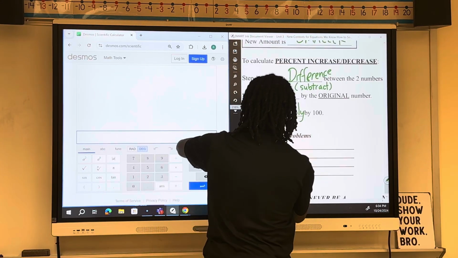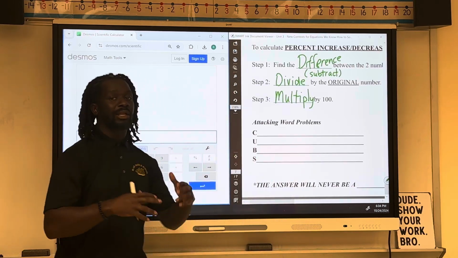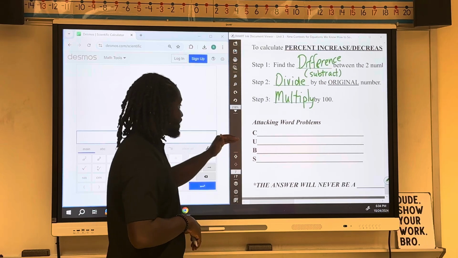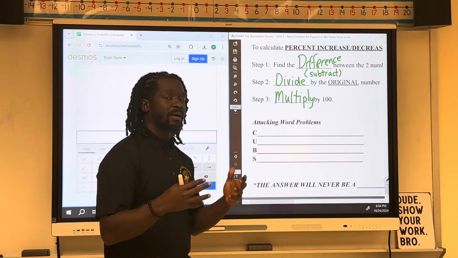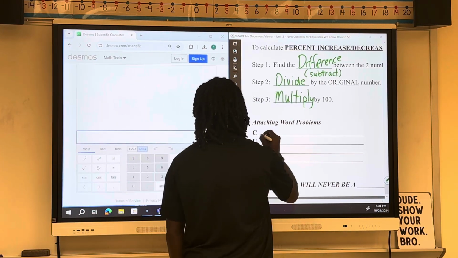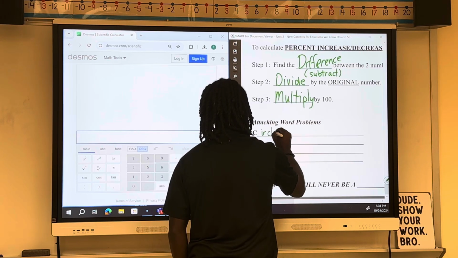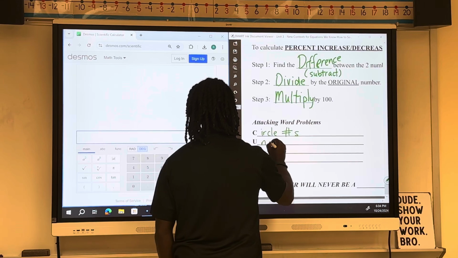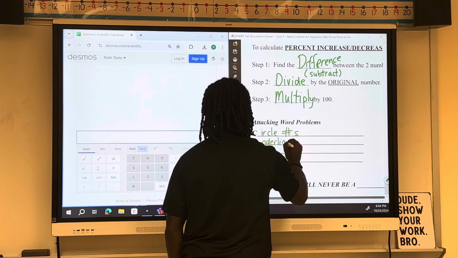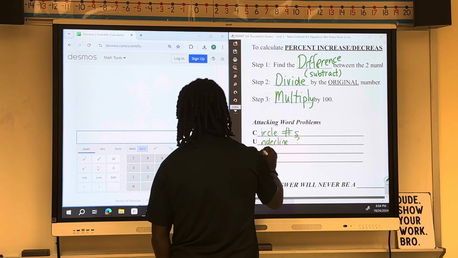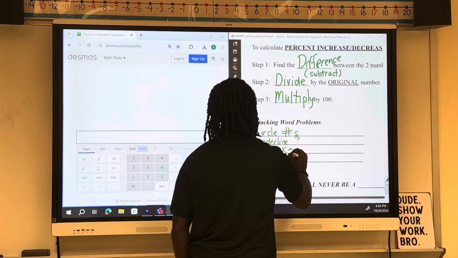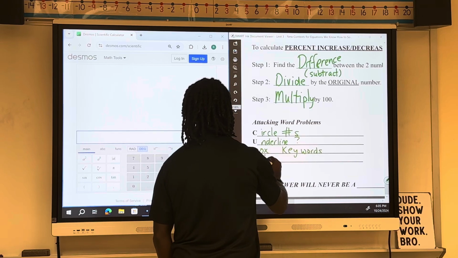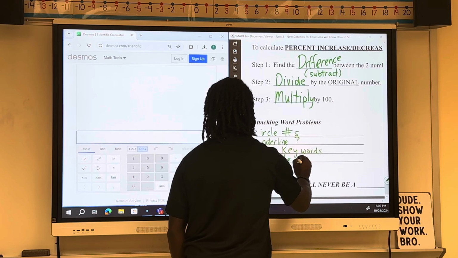And remember, because all of these problems are going to be word problems, whenever we see them, we need to make sure that we attack the word problems using CUBS. The C stands for circle the numbers. The U stands for underline the question. The B stands for box the keywords. And then the S stands for solve the problem.